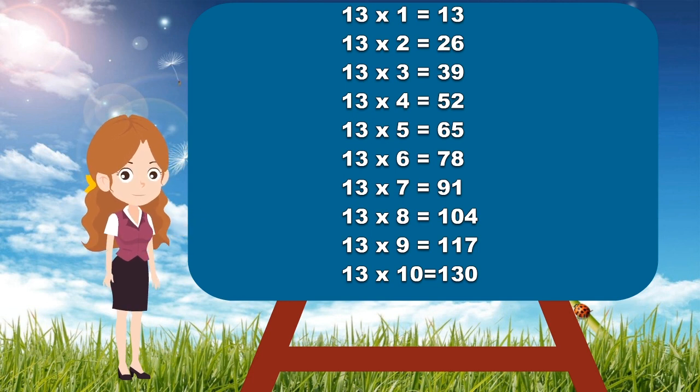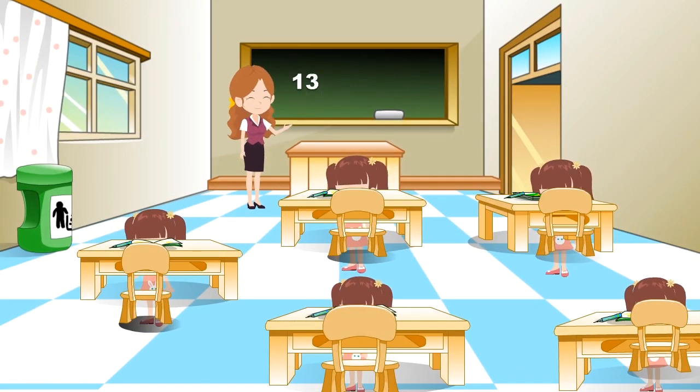Now children, repeat this table with me. 13 ones are 13. 13 twos are 26. 13 threes are 39. 13 fours are 52. 13 fives are 65. 13 sixes are 78. 13 sevens are 91. 13 eights are 104. 13 nines are 117. 13 tens are 130.